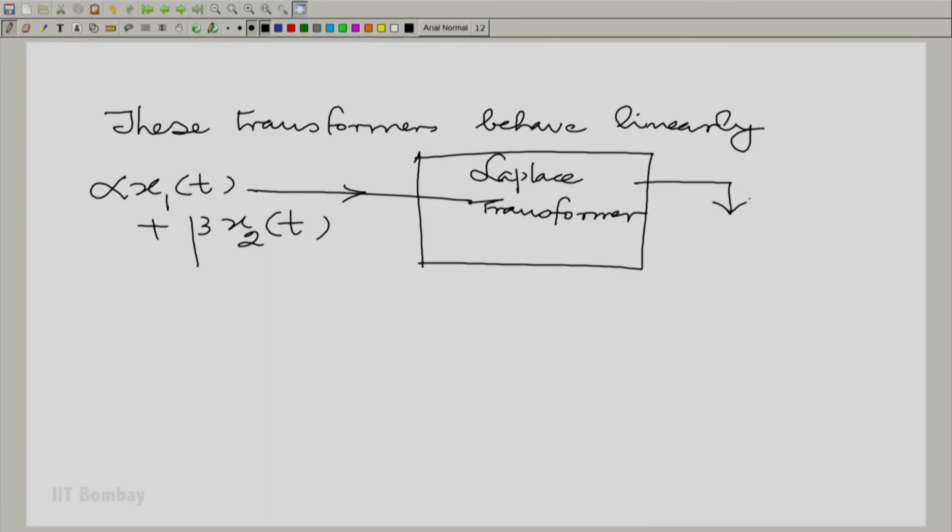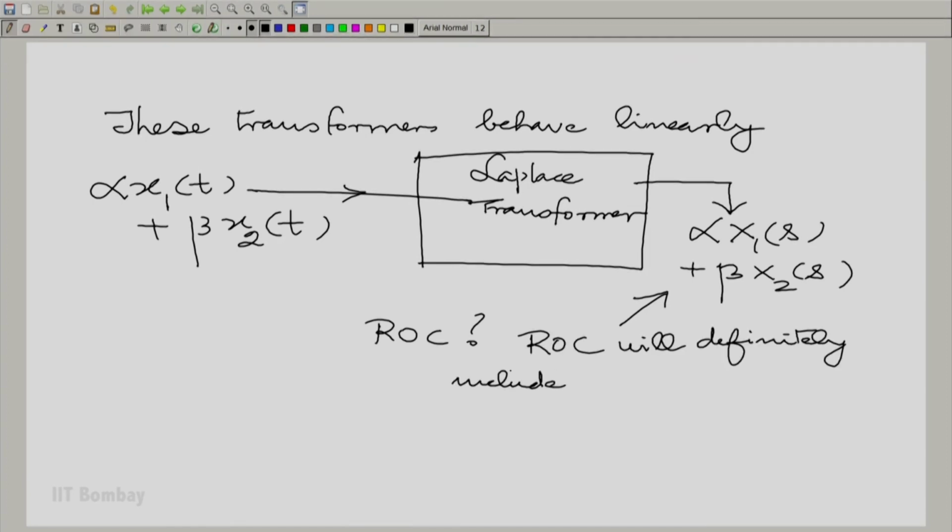the output would be alpha X1(s) plus beta X2(s), and what is important and somewhat tricky is the region of convergence. What would be the region of convergence of this in general? Well, it is difficult to make a general statement, but what can be said with certainty is that the ROC will definitely include the intersection. It would definitely include the intersection, it could expand beyond the intersection. In fact, let us prove this, a general proof first.